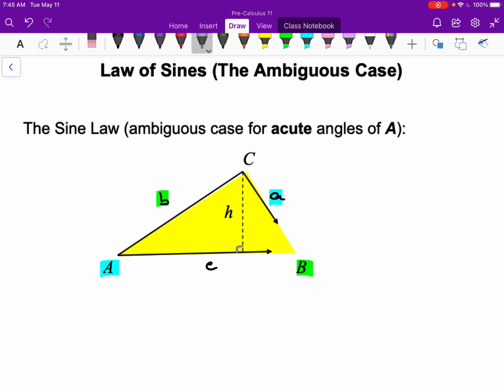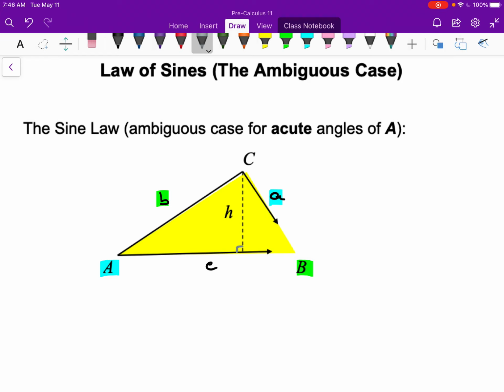So let's say we know angle A, and we know side a, and we know side b. Well, if we know all that, there may actually be more than one possibility for how this triangle can look. And so first, let's focus on h for a moment.